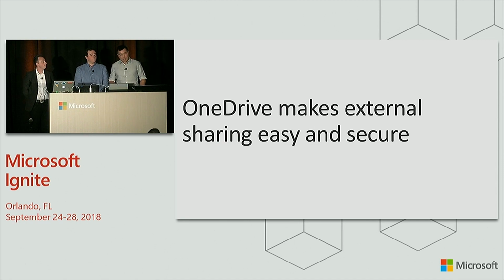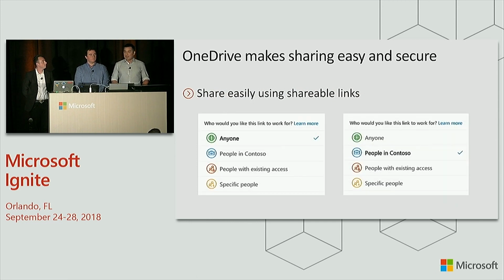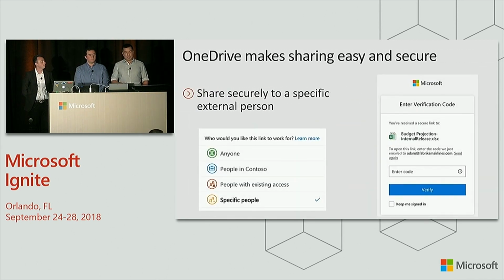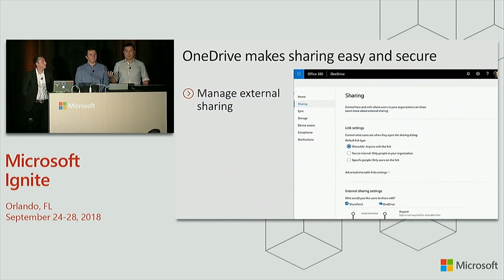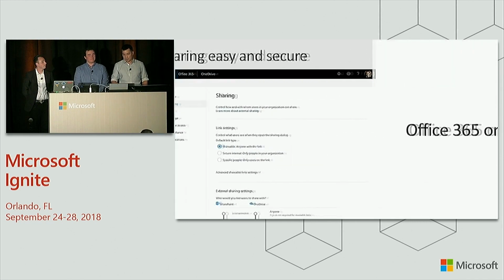All right, so as you saw, OneDrive makes external sharing easy and secure. It's easy to share with shareable links, whether you're sharing outside or inside your organization. We've made it easy to share securely with a specific external person, and now brought all of the goodness of Azure B2B together with that one-time passcode experience. We're actually surprised no one else has done the one-time passcode thing yet. I guess it was pretty hard. We have lots of capabilities to help you manage the way sharing and collaboration works inside your organization.